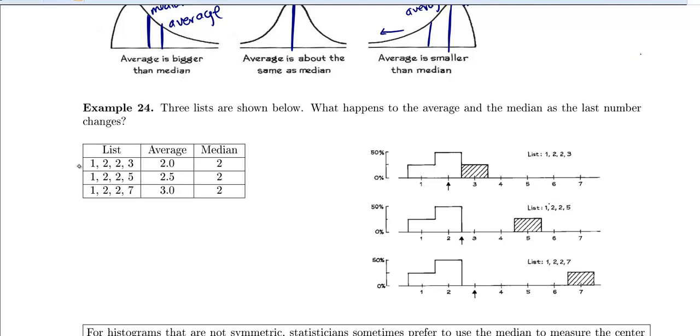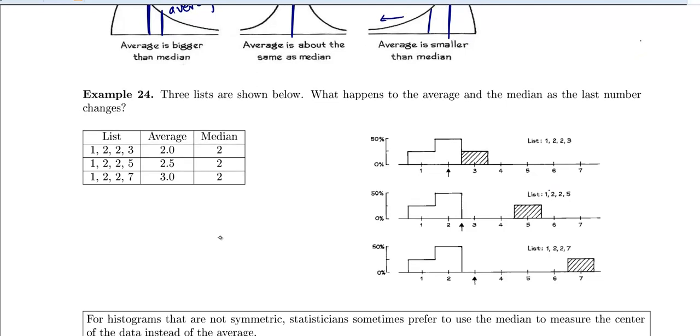And as another example, I have 3 different lists, and for each list, I've drawn the little histogram. Notice that all that's changing is the last number. So we have 1, 2, 2, 3, 1, 2, 2, 5. So my average is 2.53. The average is changing, but the median, notice the median is 2, 2, 2. So the median doesn't actually change at all. So again, the mean or the average changes more than the median.